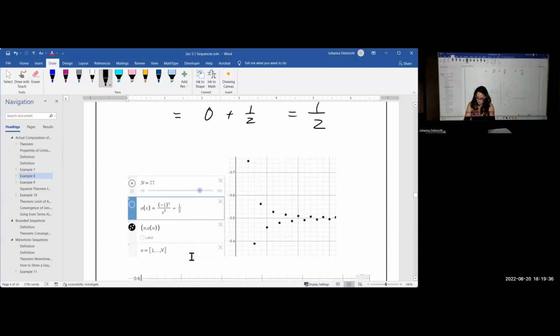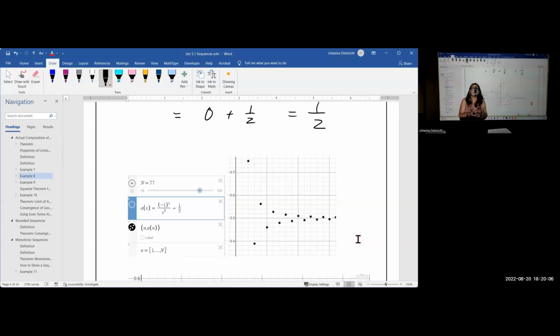And let's take a look at what it does here. Now, because of the (-1)^n in the first term of the explicit formula, you'll see that it's actually oscillating, not above and below the x-axis, but above and below the horizontal asymptote y equals 0.5, or y equals 1/2. And you can tell that it is oscillating, but in a decreasing pattern. As n gets larger and larger, it gets closer and closer to y equals 1/2.